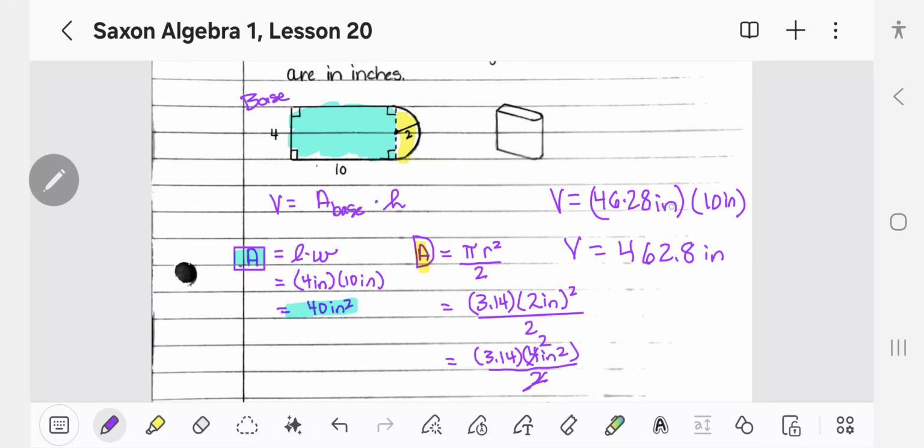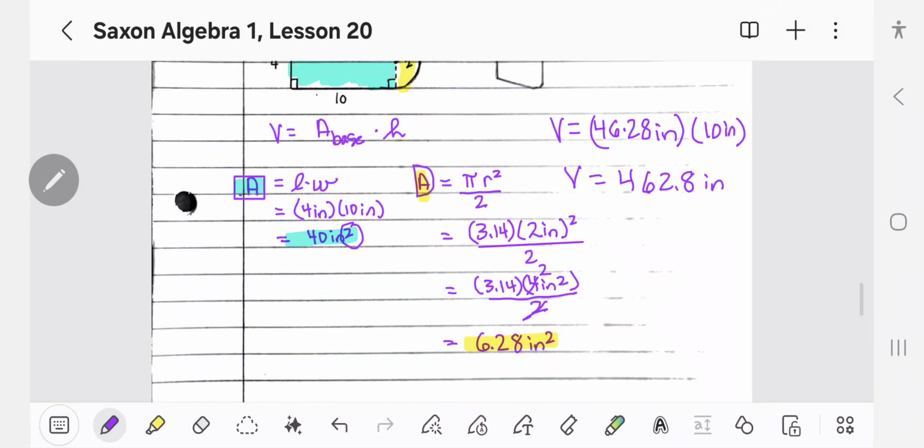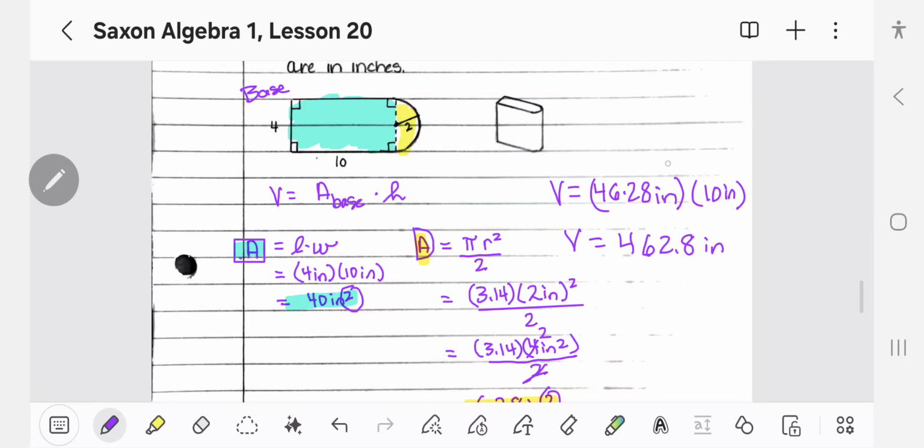That should have been here. Oh, look where I messed up. I've got square inches and square inches, and right here I forgot to put the square inches because that was an area of the base, so it should be in square inches. So this inch times inch times inch would be cubic inches, which is what we want for volume.